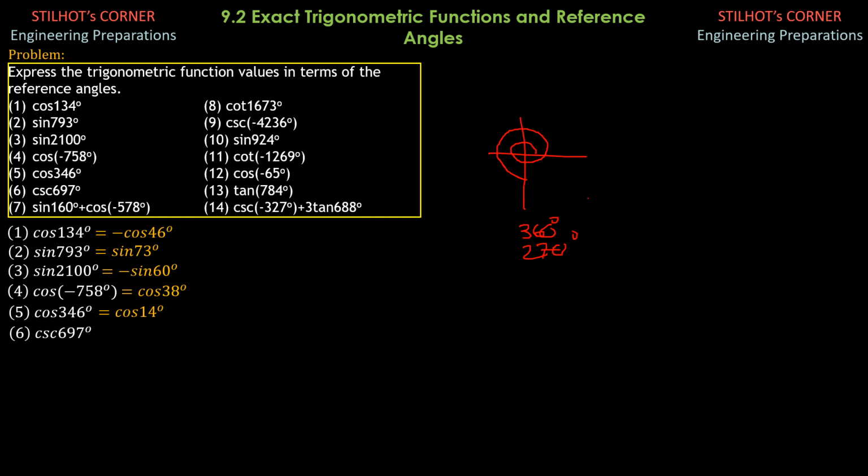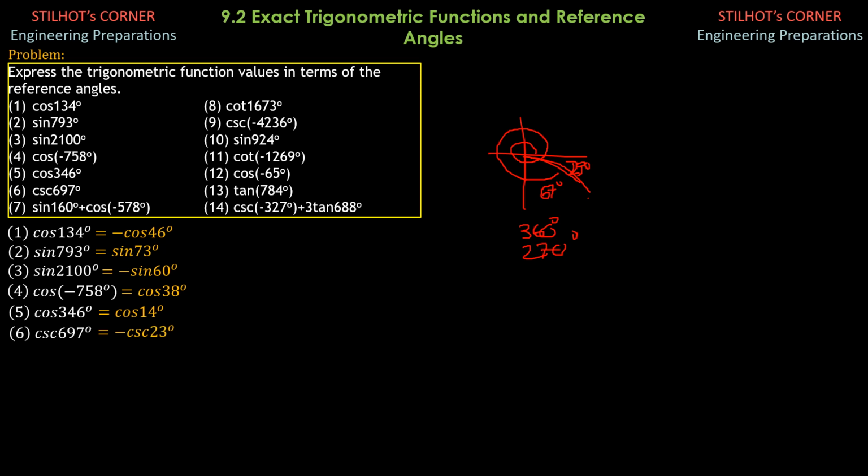So that means we add 67 degrees. So if this is 67 degrees, 90 minus 67 is 23. So the reference angle is 23 degrees. The terminal side of 697 falls in the fourth quadrant. Cosecant is negative in the fourth quadrant because it is r over y. And therefore, since the reference angle is 23 degrees, cosecant of 697 degrees is also negative cosecant of 23 degrees.